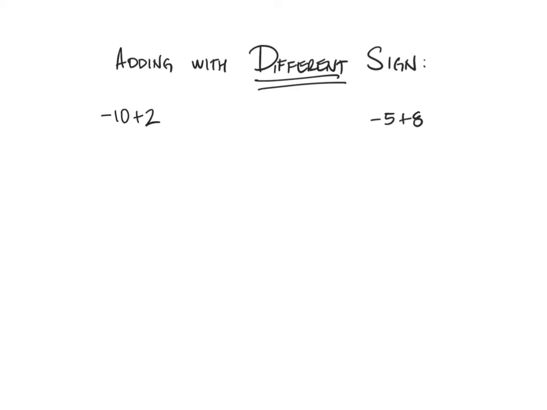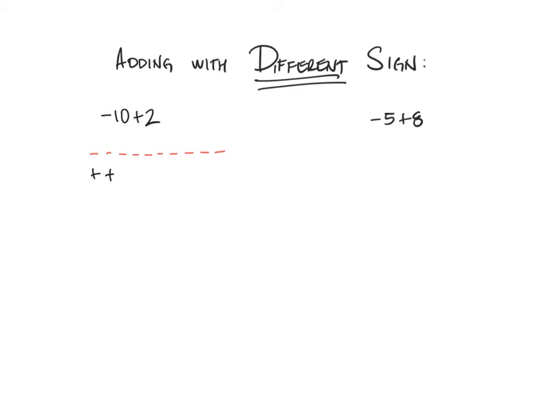So let's do adding with a different sign now. So we've got negative 10 plus 2, and we have negative 5 plus 8. So with the negative 10, we're just going to do 10 negatives, 4, 5, 6, 7, 8, 9, 10. And then we'll do 2 positives. And we're going to add these up.